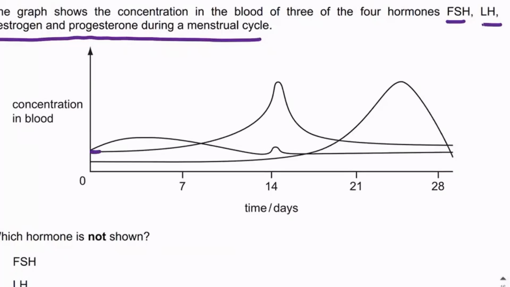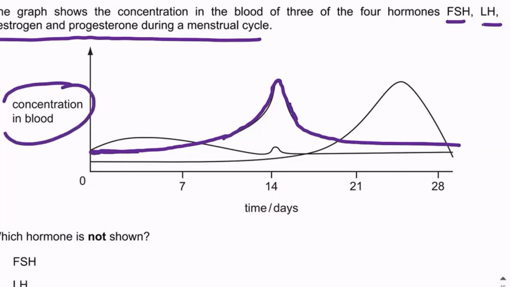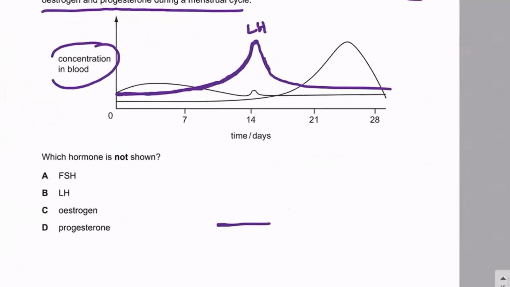Remember that a hormone which peaks at day 14, throughout the menstrual cycle, will be low in blood. The concentration of the hormone in the blood will stay low throughout, but it will suddenly surge at day 14 to a maximum point. This hormone is LH. Always remember that. LH is low at the start, suddenly surges at day 14 and then comes down again.